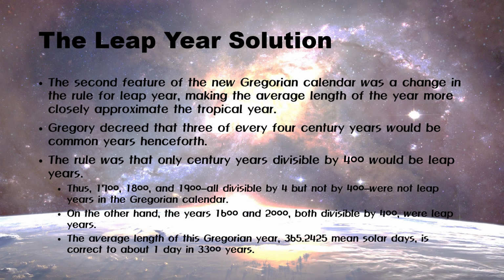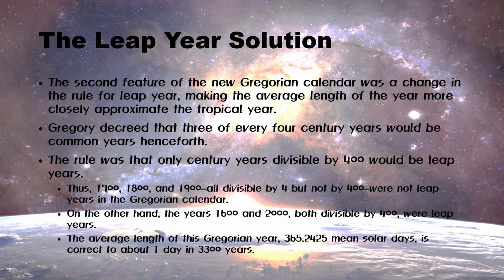So when we talk about century years, that means things like 1700, 1800, and 1900. These are all divisible by 4. However, they are not divisible by 400, which means they don't need to be leap years in the Gregorian calendar. On the other hand, years like 1600 and 2000, which are both divisible by 400, are leap years. In fact, the year 2000 wasn't that long ago, and it was a leap year. When you come up on the year 2100, even though it's divisible by 4, which typically is when we have leap years, because it is not divisible by 400, the year 2100 will not be a leap year.